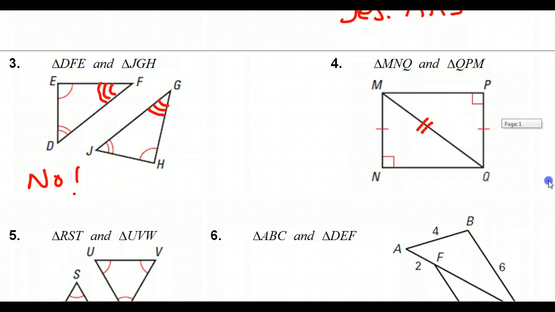So, looking back at this picture, MQ, that's the hypotenuse for both triangles. And of course, MN, that's a leg. And PQ, that's a leg. So, I have a hypotenuse, I have a leg. I have a hypotenuse, I have a leg. So, for number 4, I will say yes. These triangles are congruent by the hypotenuse leg theorem.